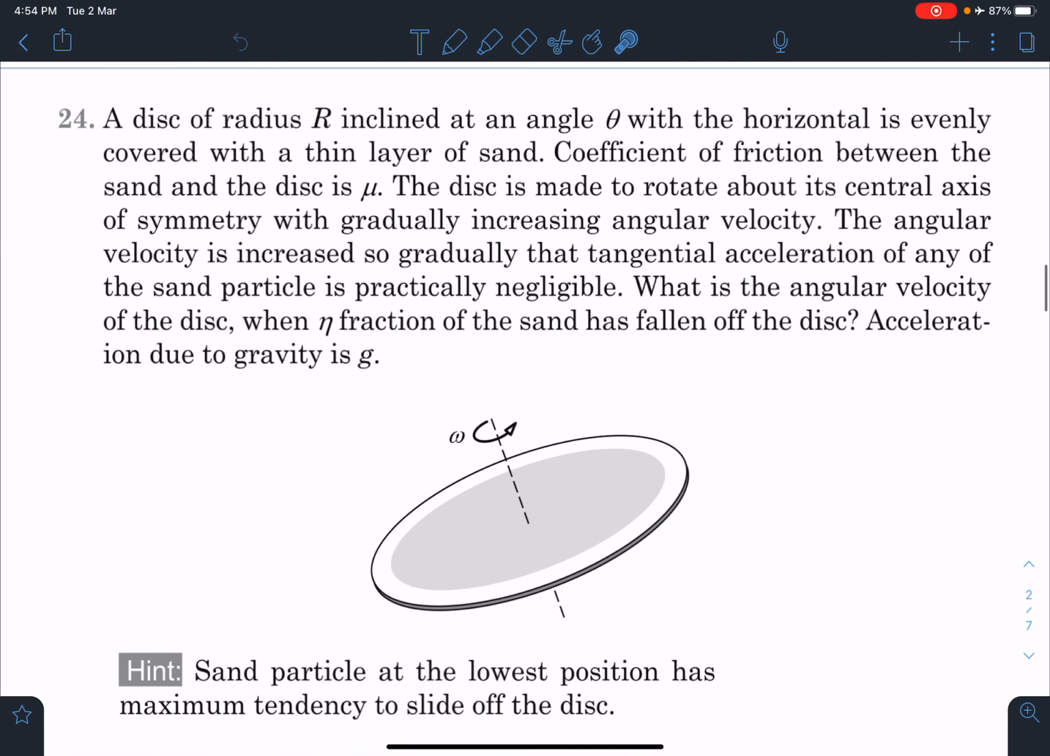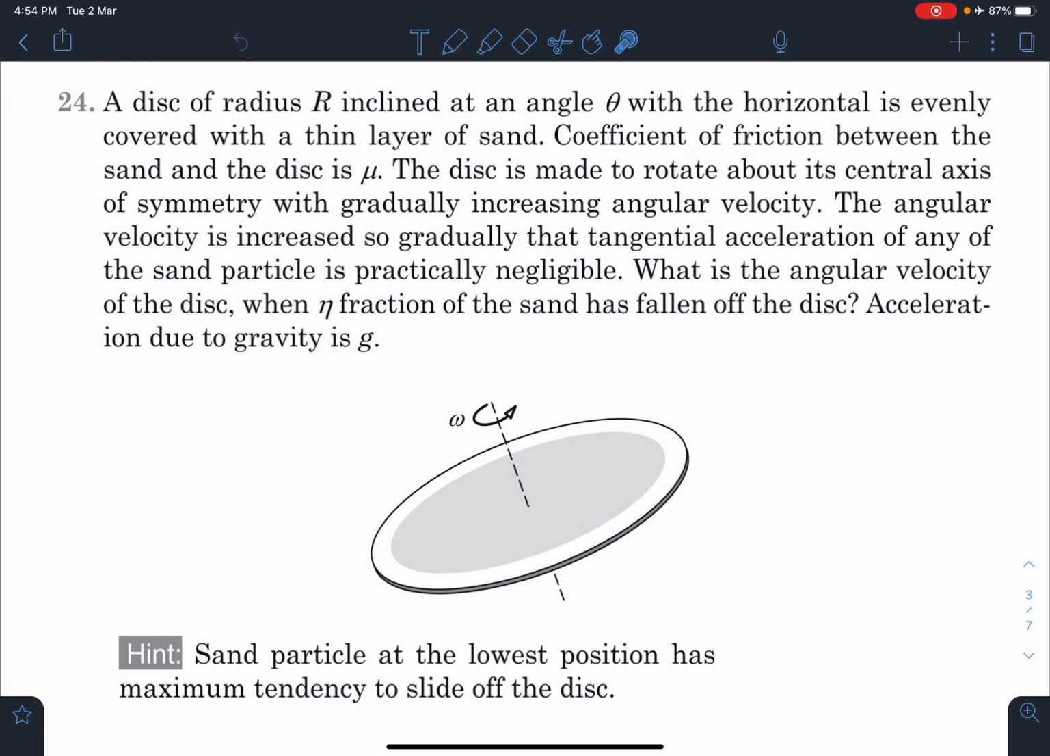So here is the statement of this problem. A disk of radius r inclined at an angle of theta with the horizontal is evenly covered with a thin layer of sand. The coefficient of friction between the sand and the disk is mu. The disk is made to rotate about its vertical axis of symmetry with gradually increasing angular velocity. The angular velocity is increased so gradually that the tangential acceleration of any of the sand particles is practically negligible. What is the angular velocity of the disk when eta fraction of the sand has fallen off the disk? Acceleration due to gravity is g.